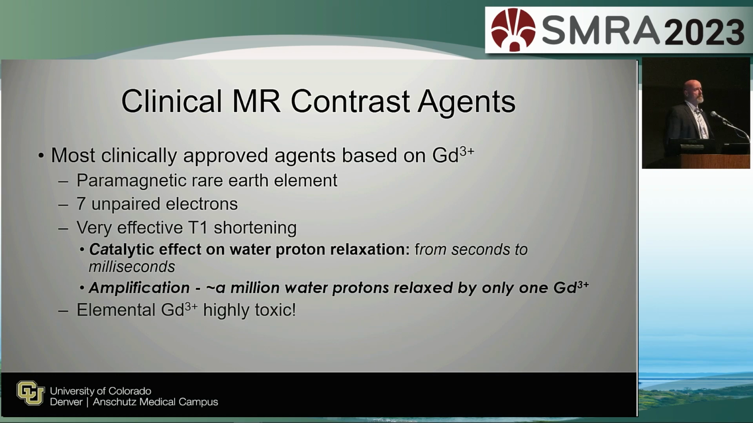So of course, most of the clinically available contrast agents are based on gadolinium, which is a paramagnetic rare earth element that's not native to the human body, has 7 unpaired electrons, and is therefore very effective at T1 shortening. You can think of it as a catalyst where a gadolinium can relax up to about 1 million protons around it under the right conditions. And the problem is, of course, the gadolinium metallic ion is extremely toxic.